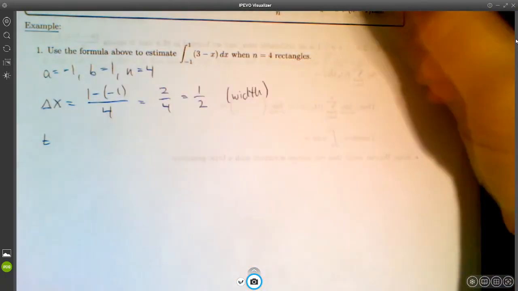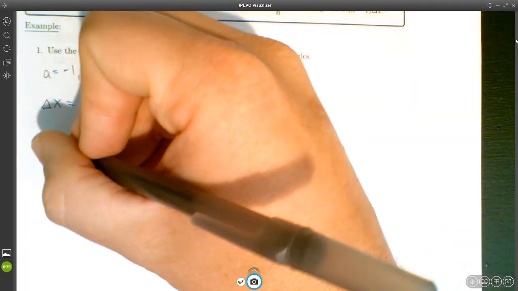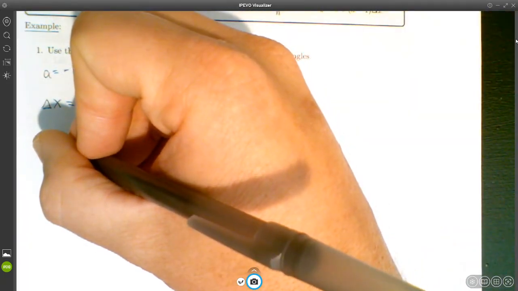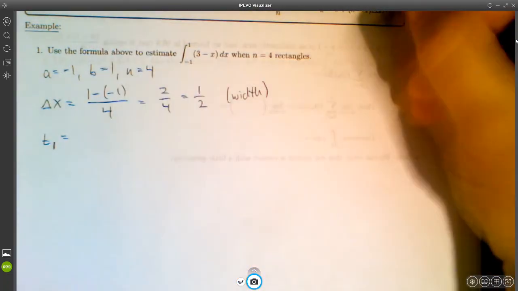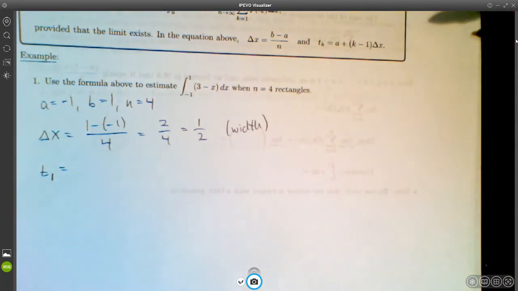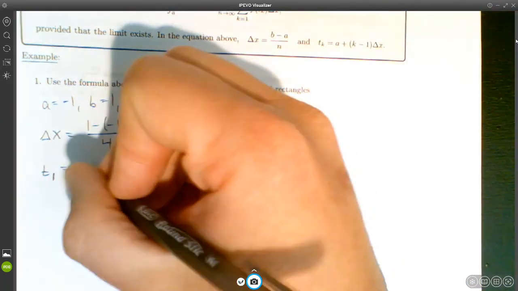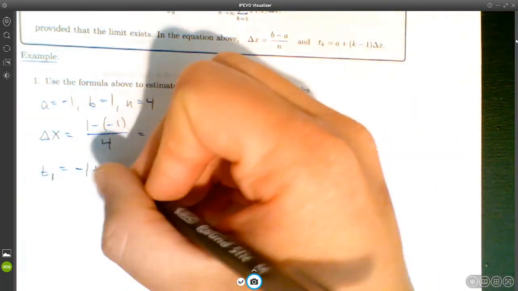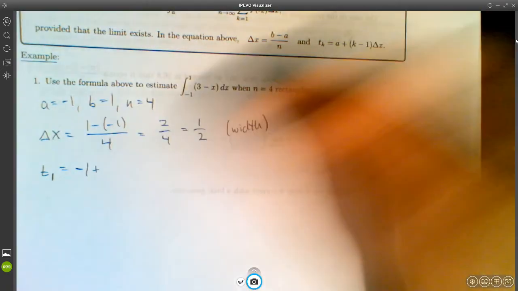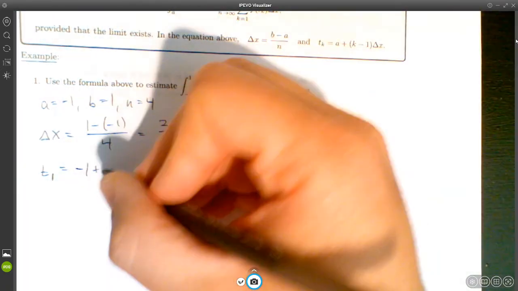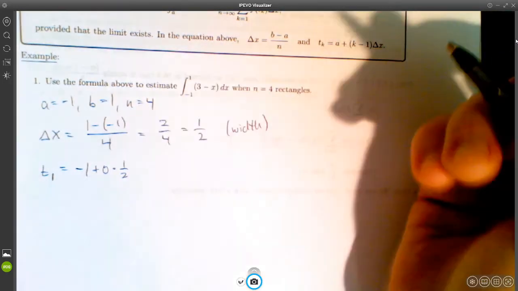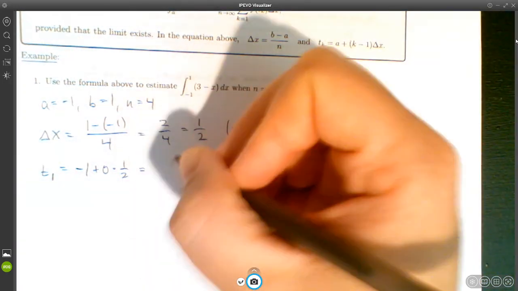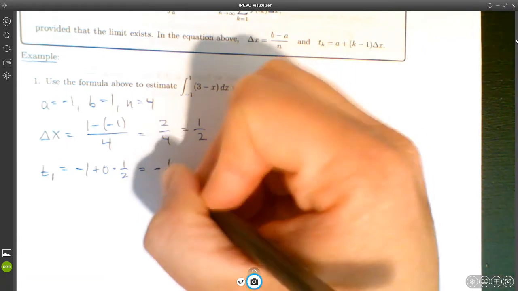Well, we're not going to find the height, I guess, but the left end point of the first rectangle, t sub 1, is going to be a plus (k minus 1) times delta x. So that's going to be -1 plus (k minus 1). If k is 1, then k minus 1 is 0 times delta x, which we said was 1/2. This is -1 plus 0, which is -1.